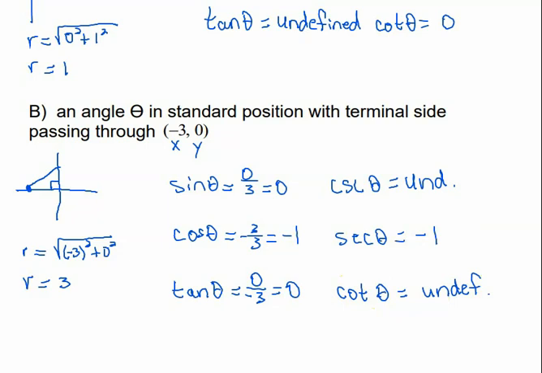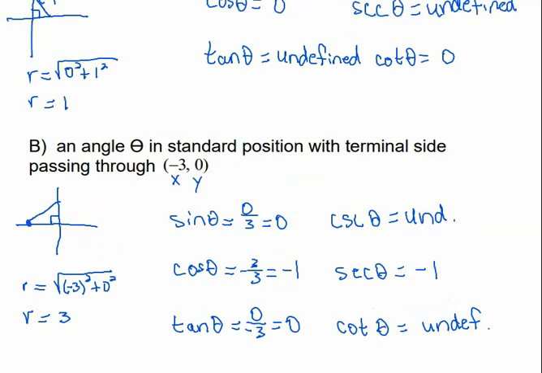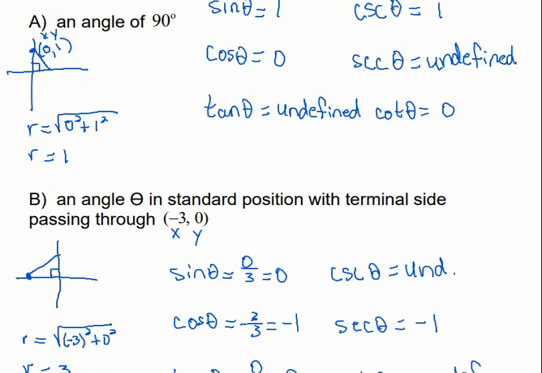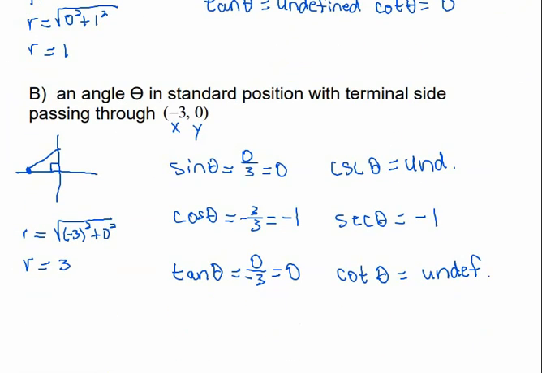So if you'll notice, these were different quadrantal angles. They're on different axes, but all of the values end up being 1, 0, undefined, 1, undefined, 0. Then on a different axis, we have 0, -1, 0, undefined, -1, undefined.